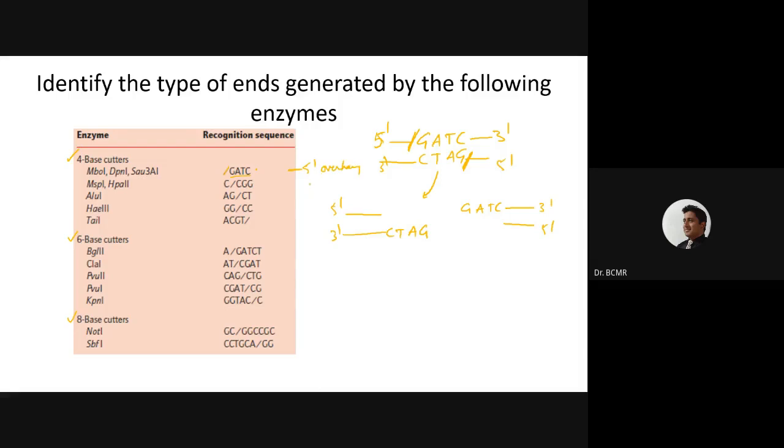What does MspI, HpaII? Yes, a different person can answer. Each one, that way we'll try to engage many. 5' overhang. Yeah, this will also be 5' overhang. And AluI, anybody else? I think I have to call out names probably. Shivdarini?